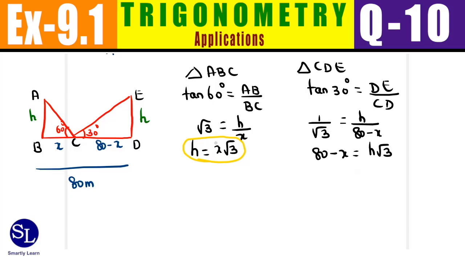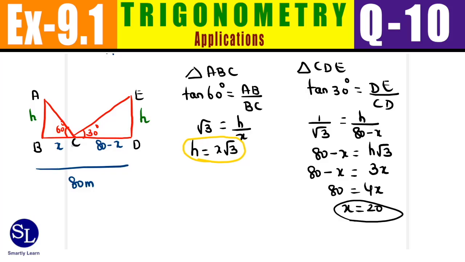Now I'm going to put this value of H, X root 3, here. So 80 minus X is equal to, H itself is X root 3, you have another root 3, so this will become 3X. So 80 is equal to 4X, which means X is equal to 20. So from the point, BC here is 20. So CD will be 80 minus 20, so this is 60.